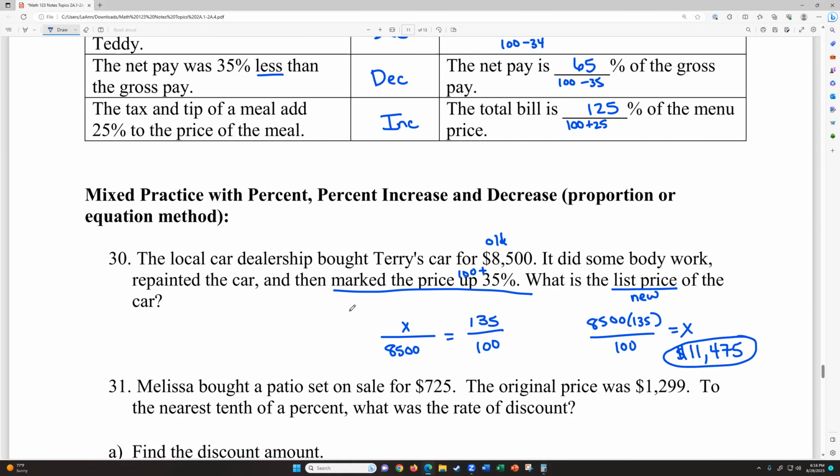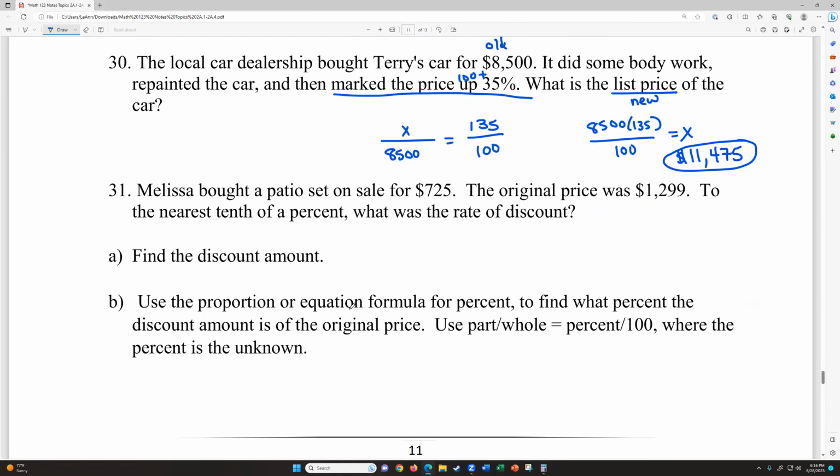Okay, Melissa bought a patio set on sale for $725. So this is on sale, so this is the new price. The original price was 1,299. So this was the old price. To the nearest tenth of a percent, what was the rate of discount? So we're looking for the percentage this time.